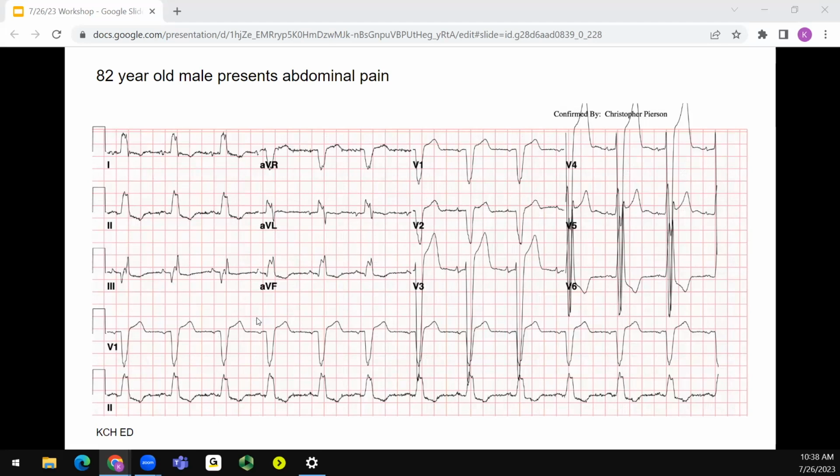So wide QRS, that's good. What does the wide QRS suggest? A bundle branch block. What type of bundle branch block? Left. Okay. So because downward in V1 to V3. Is this ischemic?